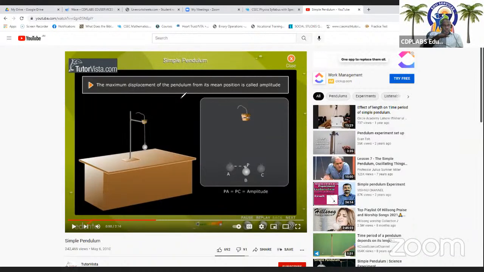So let's swing from B to A, that is amplitude. And from B to C, that is also amplitude. It's supposed to be equal. You get that now? Finish writing that, sir. All right, cool.